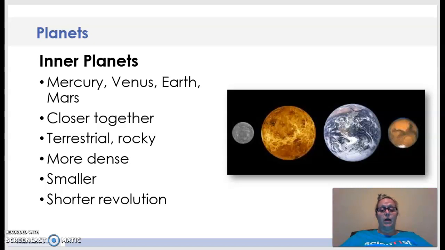So they are made of rock, something that you can physically touch. They are more dense than others. That means that the particles are more close together. They are also smaller in comparison to our outer planets. And they do have a shorter revolution. So they move around the sun in less amount of time. And that's because they have a closer path or orbit.